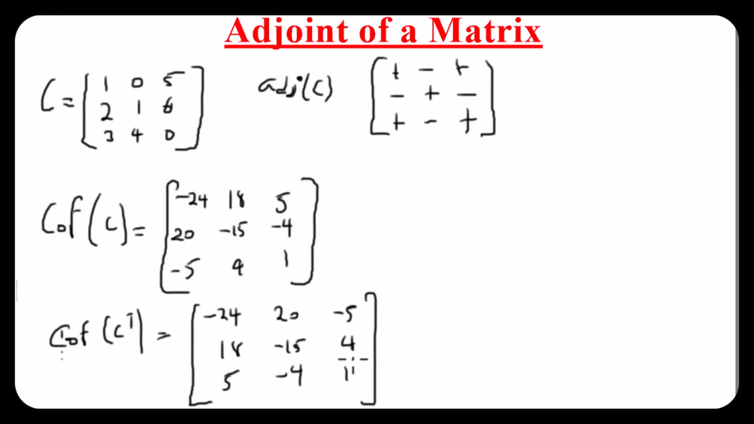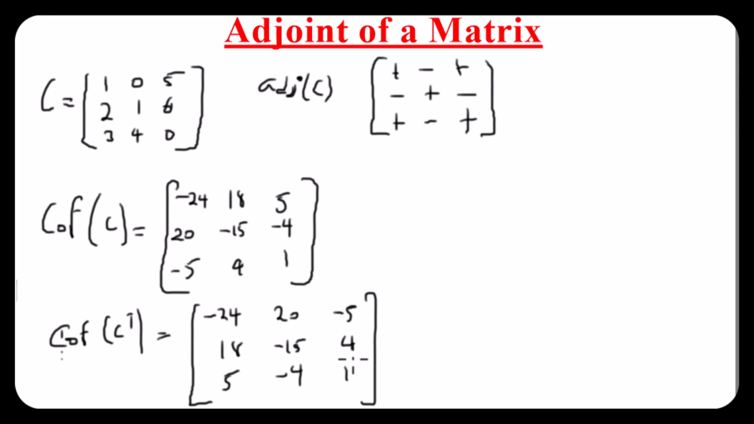So you can see, this is how we find the adjoint of a matrix. You find the cofactors first. After finding the cofactors, then you transpose the cofactor that you've gotten, and then that becomes the adjoint of the matrix. So this is all I have for the sake of this video. In the next video, we're going to be looking at the inverse of a matrix, how to find the inverse of a matrix.